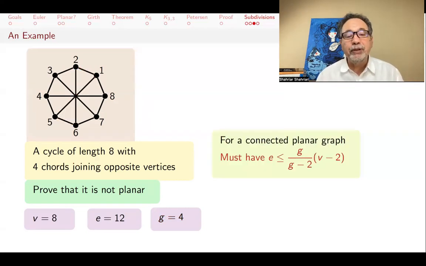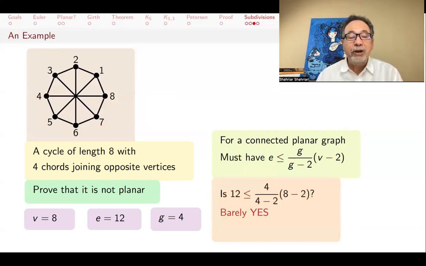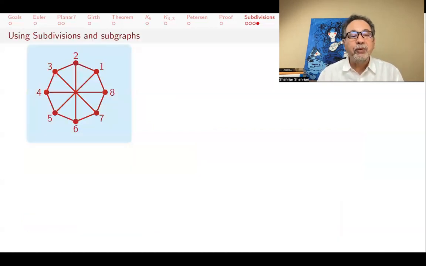For a connected simple planar graph, you have the number of edges is less than or equal to g over g minus 2 times v minus 2. And if we check that, is 12, the number of edges, less than or equal to 4 divided by 4 minus 2 times 8 minus 2? And the answer is yes, barely. Both sides are actually 12. So the theorem does not apply, and we can't conclude anything. So on the face of it, we can't really use this theorem, but we can.